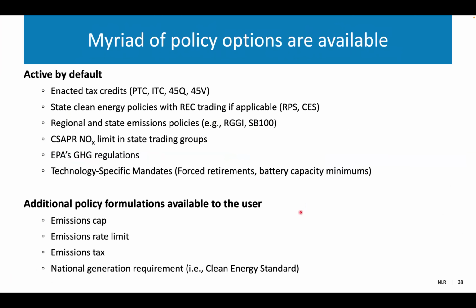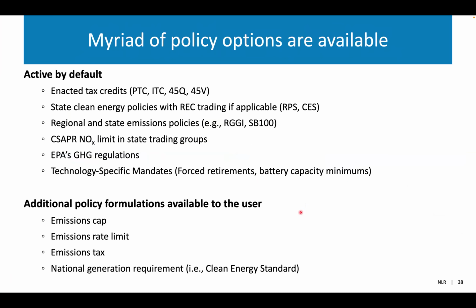So we've already spoken on some of the policies within ReEDS, but I wanted to quickly flash this slide to give you all more detail on the flexibility of policy options that ReEDS can model. The ones that are active by default are the enacted tax credits. These would be things like production tax credit, investment tax credit, 45Q, 45V, and all other changes from the One Big Beautiful Bill Act. State level clean energy policies like renewable portfolio standards or clean energy standards.